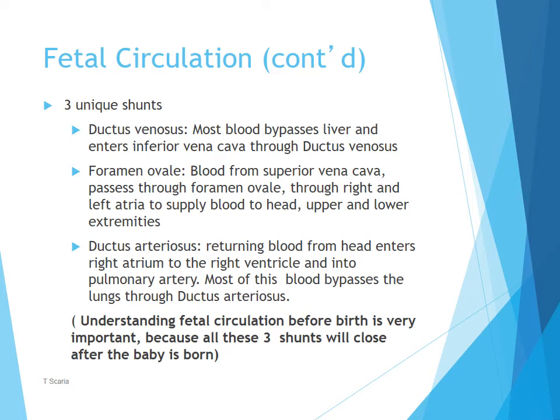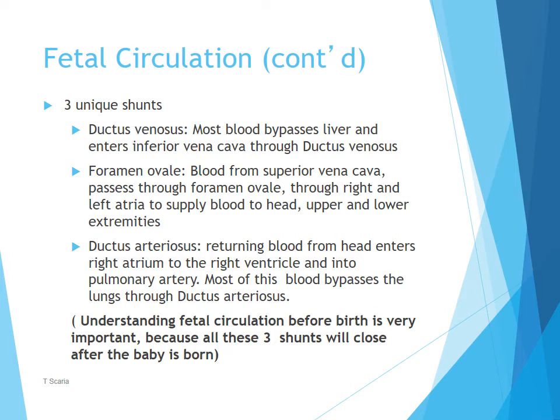There are 3 unique shunts in fetal circulation. They are ductus venosus, foramen ovale, and ductus arteriosus. Remember and carefully listen to the video, and you will hear that there is increased pulmonary vascular resistance and pressure during the fetal life.